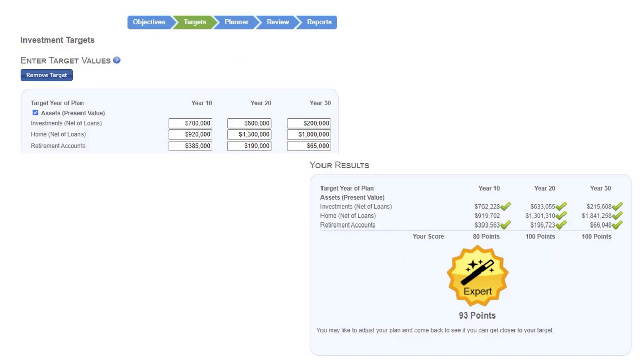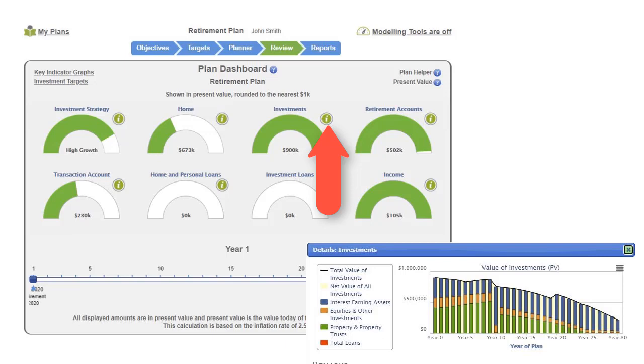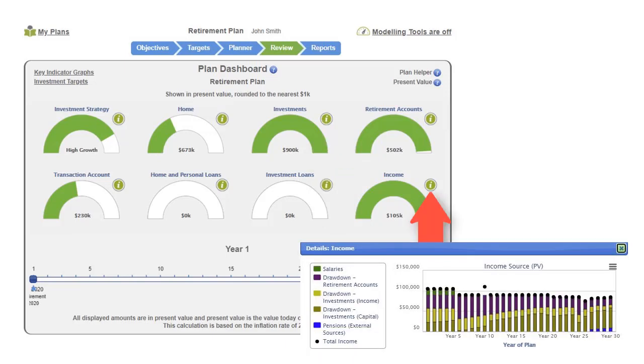Now the plan is completed, you can check back to see if you have achieved your financial targets. The best place to get a helicopter view of your plan is the review page. Here you can move the slider to any year and immediately see the results. Clicking on the information icons will give you even more information.